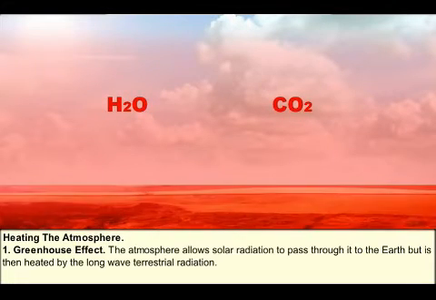The way in which the atmosphere allows solar radiation to pass through it to the Earth, but is then heated by long-wave terrestrial radiation, is referred to as the greenhouse effect, and without it the Earth would cool dramatically. There are other methods of heat transfer, and we shall look at these in turn.